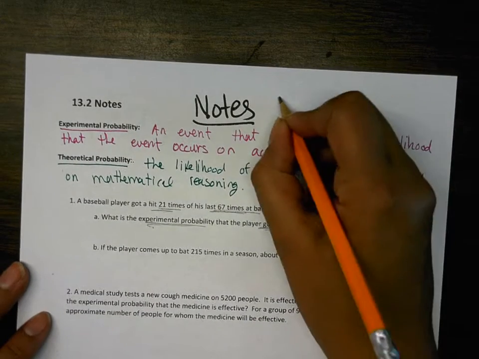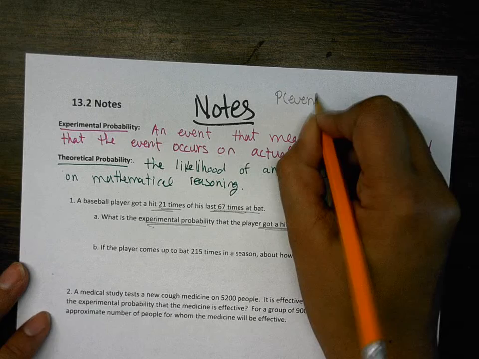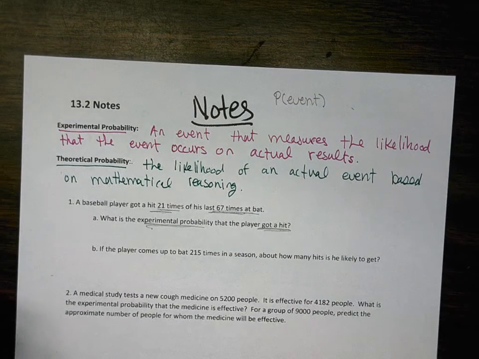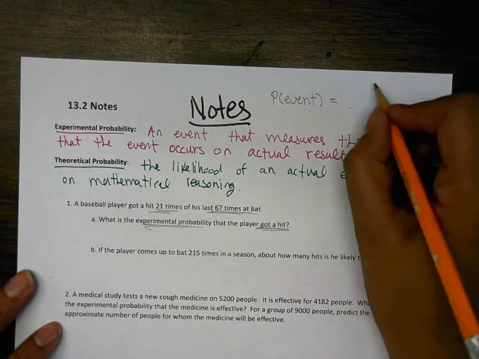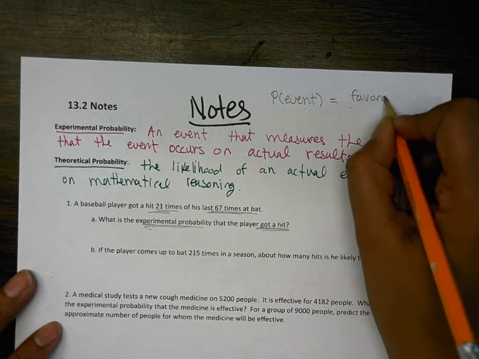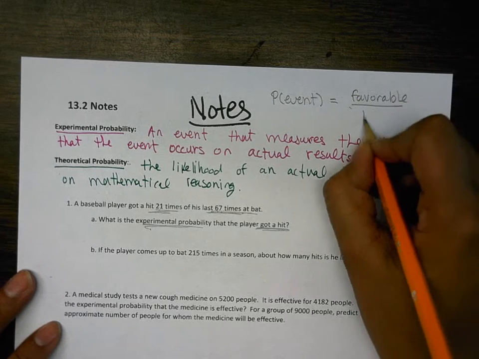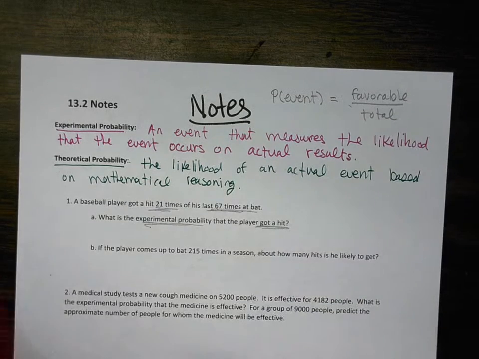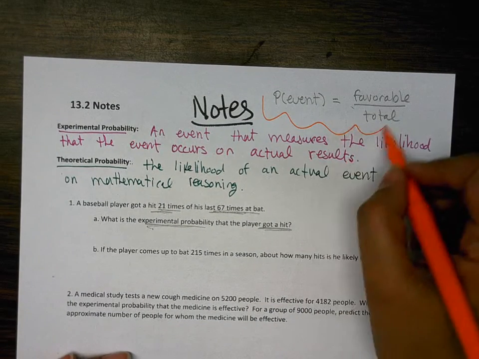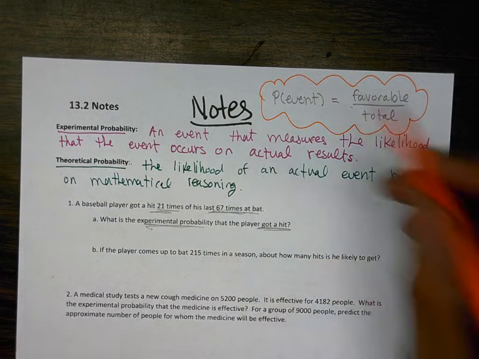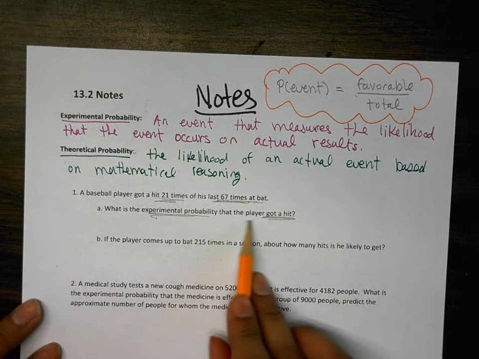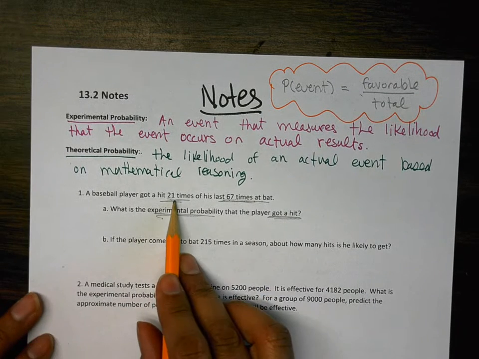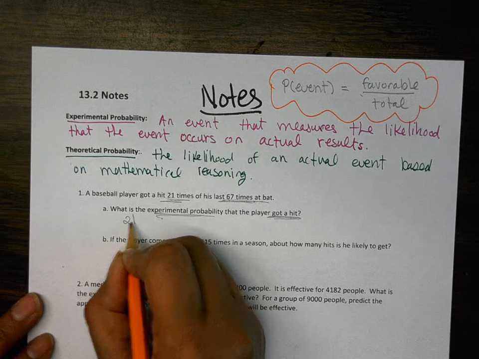Let's write it down. I'm going to put P parentheses event. P stands for probability. The probability of an event happening is favorable out of total. You guys have dealt with probability before, yes? Probability of an event happening is favorable out of total. All right. What is the probability that the player got a hit? How many hits did he get? 21. That's a favorable. Out of how many total?